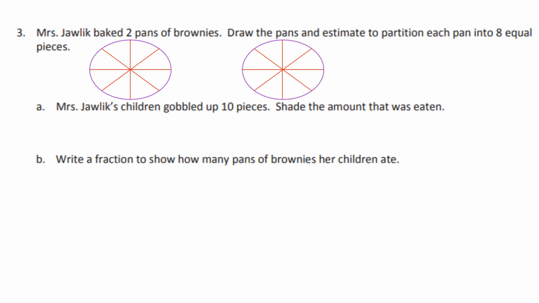It says, Mrs. Jolick baked 2 pans of brownies. Draw the pans and estimate to partition each pan into 8 equal pieces. So I already helped you with that part. Now I want to see what you can do for these next two. It says Mrs. Jolick's children gobbled up 10 pieces. Shade in the amount. That's when you color it in, so shade the amount that was eaten. And then you're going to write a fraction to show how many pans of brownies her children ate. So take your time to work on these.